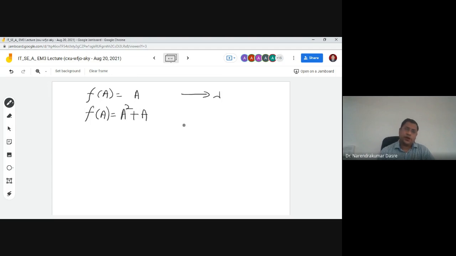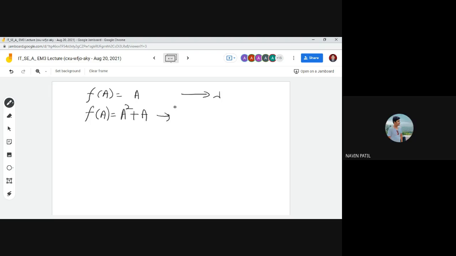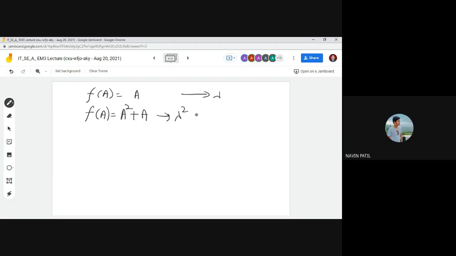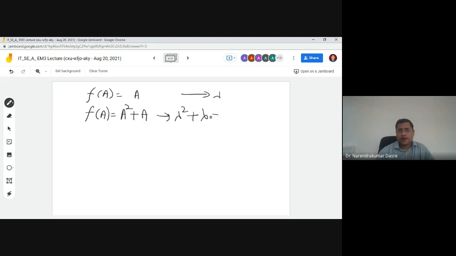plus A. Then what is the eigenvalue of A square? Can you tell me the eigenvalue of A square? Lambda square. Yes. What is the eigenvalue of A? Lambda. So can I write this as f of lambda?